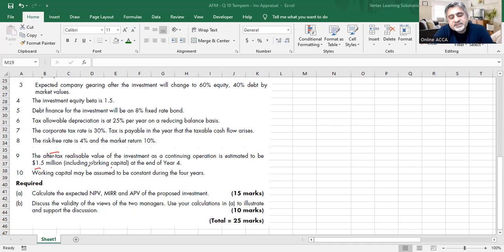Working capital may be assumed to be constant during the 4 years. Here, life becomes easy because in many cases, you need to calculate working capital for different years because working capital requirement changes. In this case, it says it is constant, so it is helpful for us.